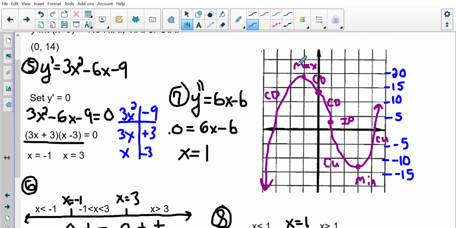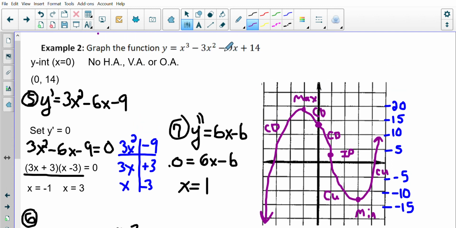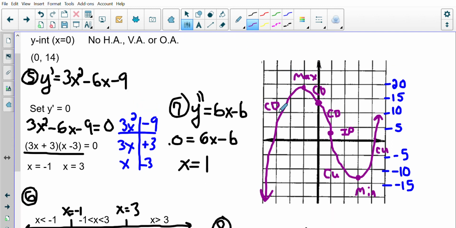So there we go. We've now accurately graphed this crazy cubic function. We know exactly the shape. We know the max, the min. We know inflection points. And we know areas of increasing and decreasing. Piecing it all together with an accurate graph. No calculator required.